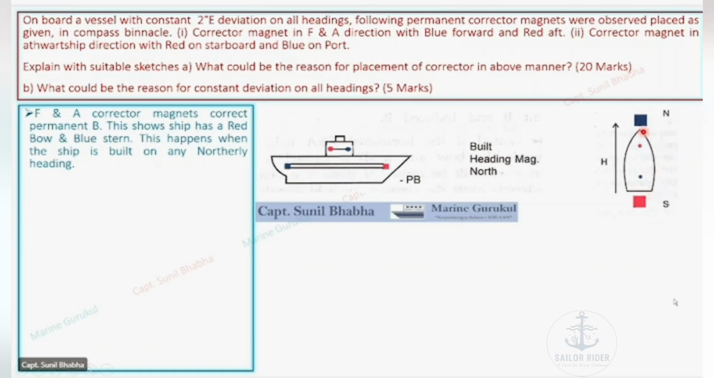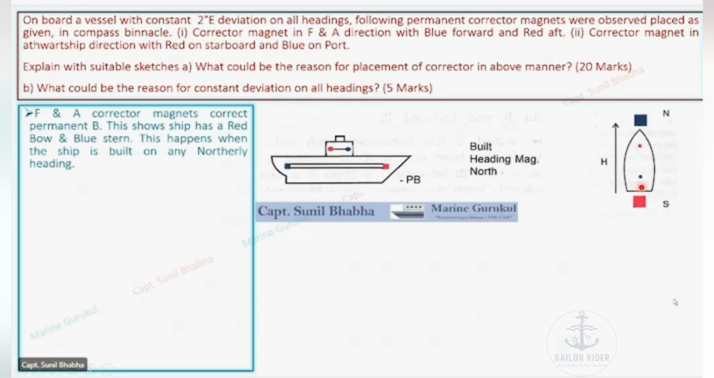If the ship is built on a northerly heading, we know that there is a red pole in the south part of the earth. The southern pole of the earth has a red polarity. The north pole of the earth has a blue polarity. Magnetic lines of force come out from the red pole and go towards the blue pole. So this is the direction of the magnetic field lines.